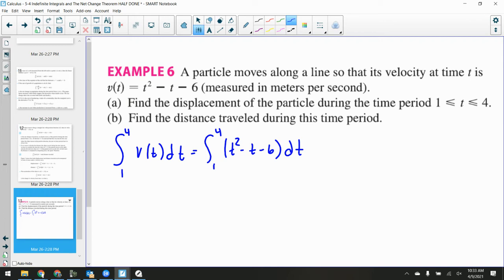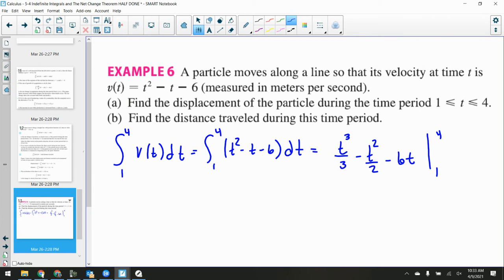Okay, to evaluate this is just another definite integral that we can evaluate. I find the antiderivative. That's t to the third over 3 minus t squared over 2 minus 6t, from 1 to 4. Which makes sense because think about what we just evaluated. We took that v of t, which is our velocity function, and found the antiderivative of it. If I'm working backwards from velocity, what am I finding? Position, right?